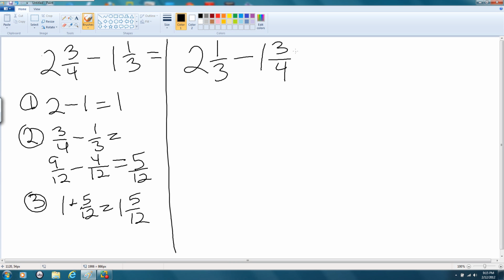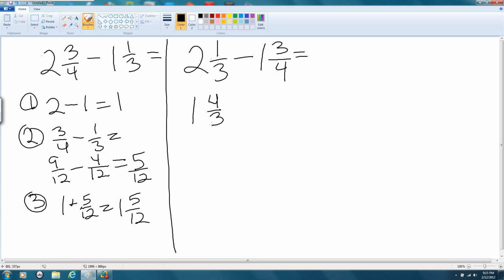Well, here we look at this one and we say, well, I can do 2 minus 1, but then when I do 1/3 minus 3/4, I can't do that. At least when I was in 5th grade, I couldn't do that. So what I'm going to need to do is to borrow from the 2 to make this 1/3 bigger, so then I can subtract 3/4 from it. So we can make this now 1 4/3.